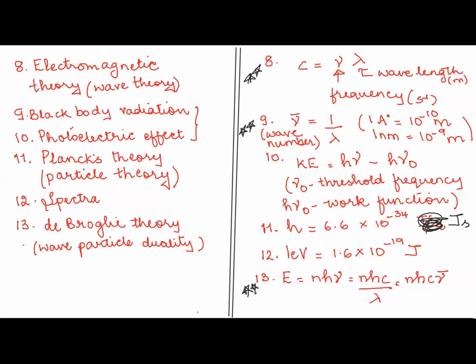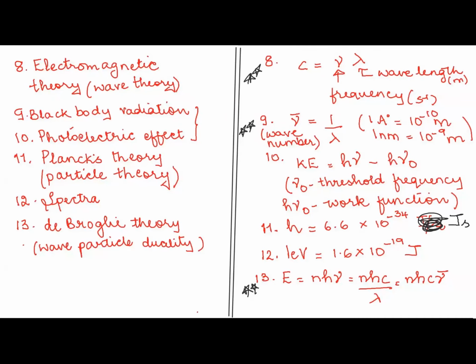Okay, so h is equal to 6.6 into 10 raised to minus 34 joule second. I've just rounded off this figure so that it's easy to remember. 6.6 doesn't sound that bad. This should be enough for you for doing your calculations. Of course, this constant should be given in your paper also.